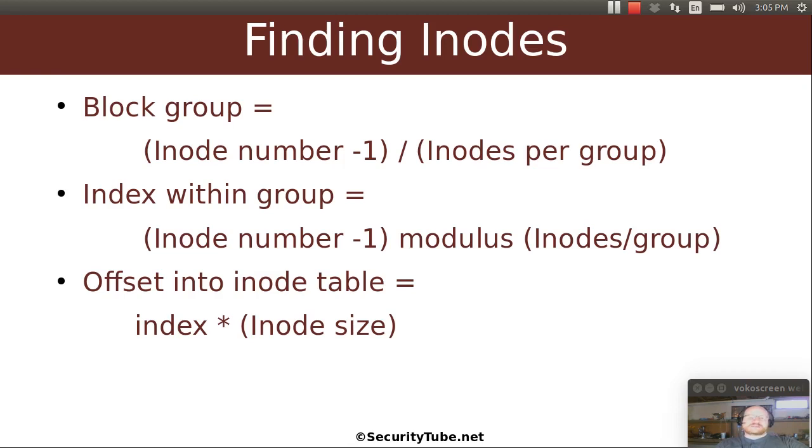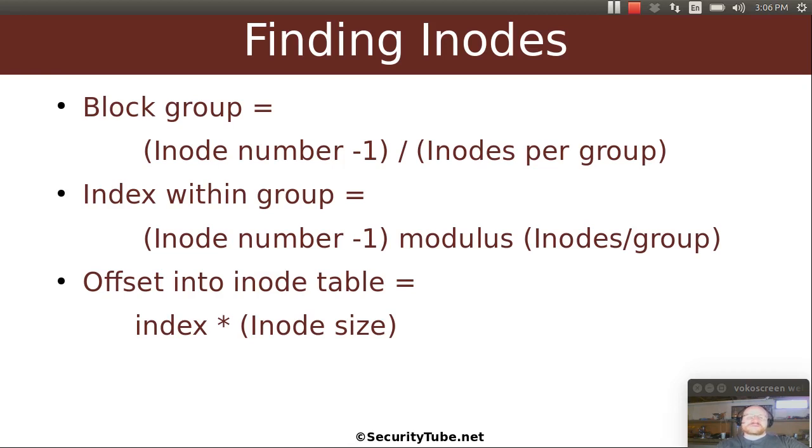Now, why do we subtract 1? We subtract 1 because inode 0 is undefined. We start our numbering at 1, and that makes the math a little bit weird, but if you want to see weird, you should deal with Microsoft file systems, where sometimes things start with 1, sometimes 0, sometimes 2.